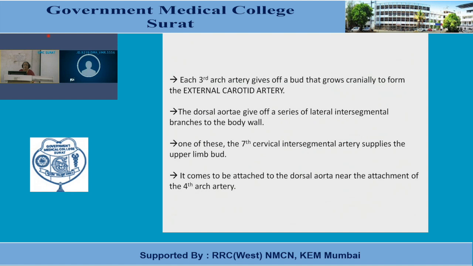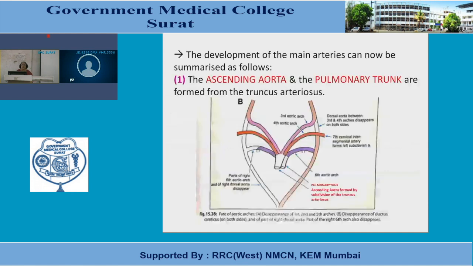Then the second, the dorsal aorta gives off a series of lateral intersegmental branches to the body wall. Then third point, one of these, the 7th cervical intersegmental artery, supplies the upper limb bud. And the fourth point, we will summarize, as it comes to be attached to the dorsal aorta near the attachment of the 4th arch artery.